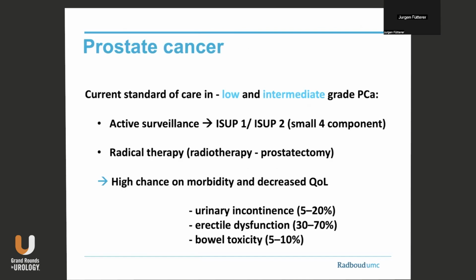As mentioned before, the current standard of care in low and intermediate risk prostate cancer ranges from active surveillance, mainly done in ISUP 1 and ISUP 2 with a small Gleason 4 component, to radical therapy using radiotherapy or prostatectomy, with a higher chance of morbidity and decreased quality of life, resulting in urinary incontinence, erectile dysfunction, and, in case of radiotherapy, bowel toxicity. Focal therapy or partial gland ablation may play a role in ISUP 2 and 3 patients for treating the lesion.